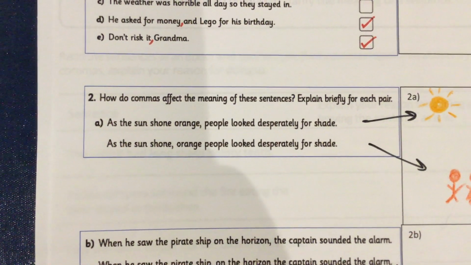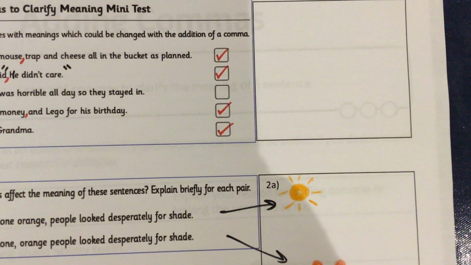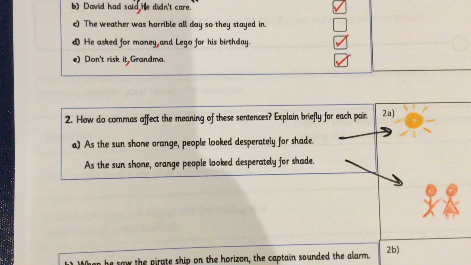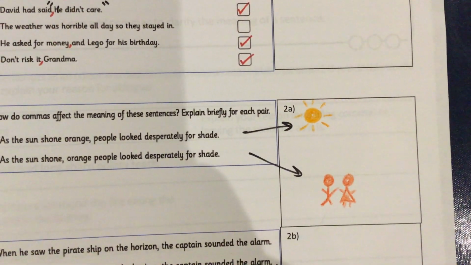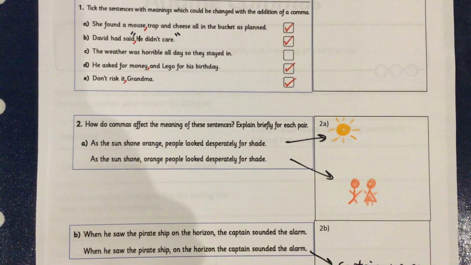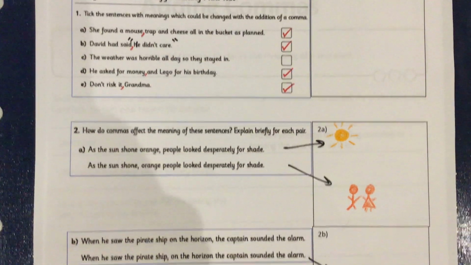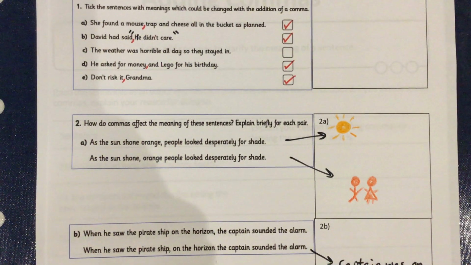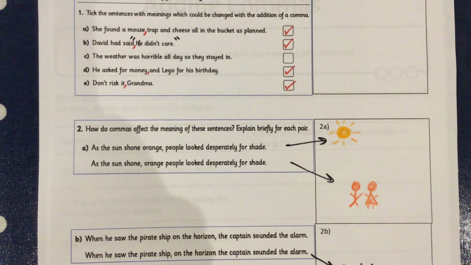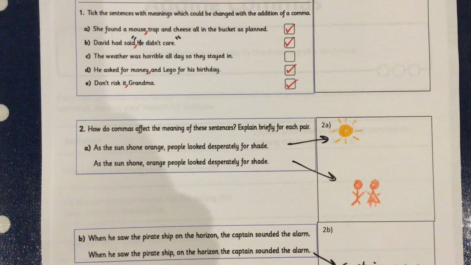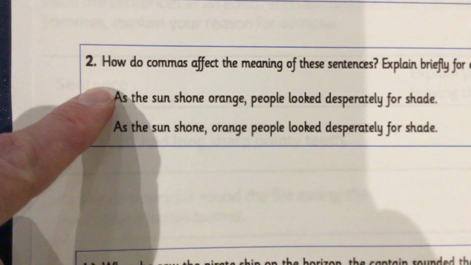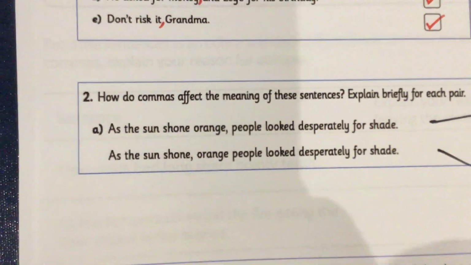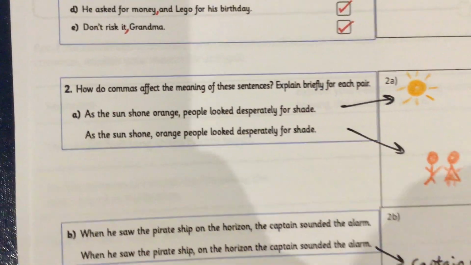As the sun shone orange, people desperately looked for shade. So there's the sun shining orange. The second one, though, as the sun shone, comma, orange people looked desperately for shade. There are the orange people there. So the difference there, we've got the orange sun, as the sun shone orange, how the sun is shining. But then we've got as the sun shone, comma, there's our subordinate clause, orange people look desperately for shade. That's an important thing to mention there, as subordinating conjunction both times. So we have a subordinate clause which is demarcated with a comma, separates it from the main clause.